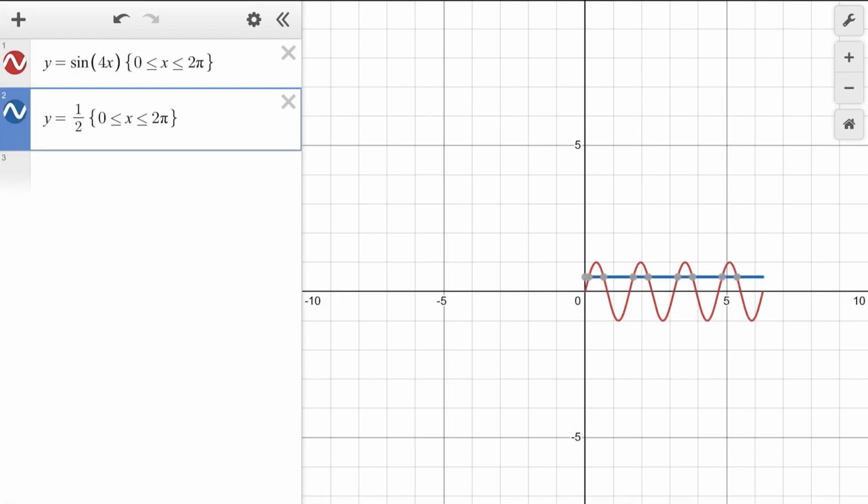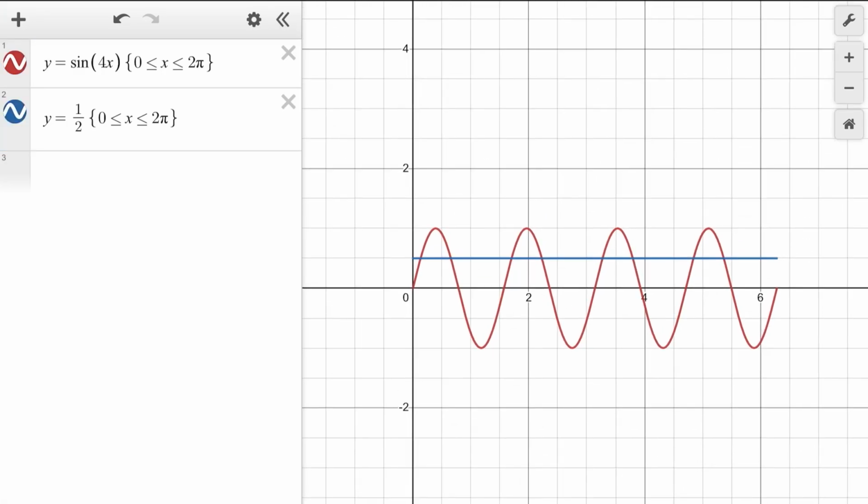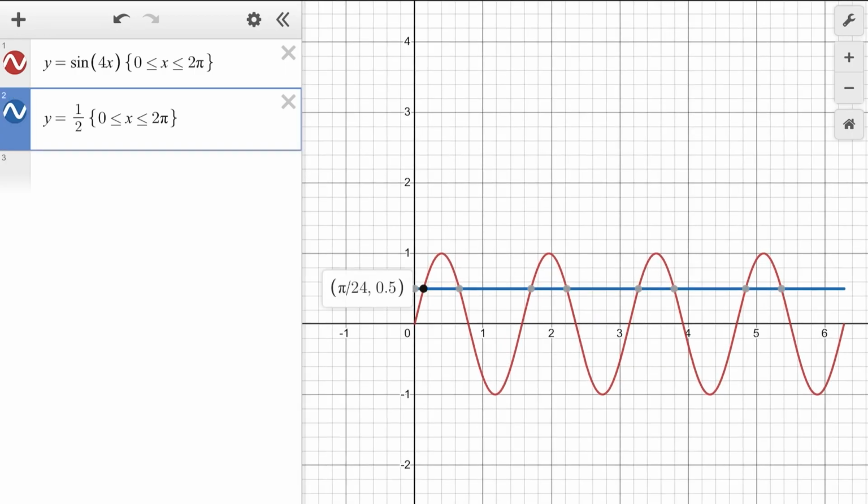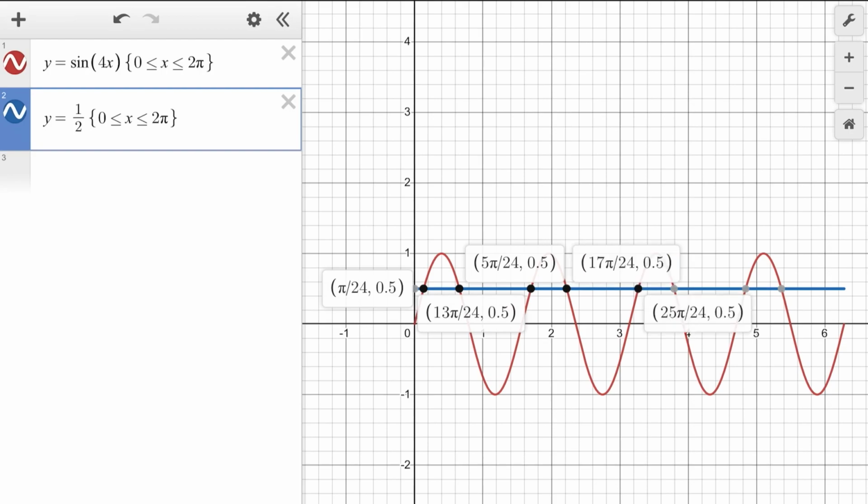So now where are those 8 answers going to be? Let's zoom in and see. So our first answer will be at pi over 24, 5 pi over 24, 13 pi over 24. Oh, look at that. These are all the solutions that we have gotten.